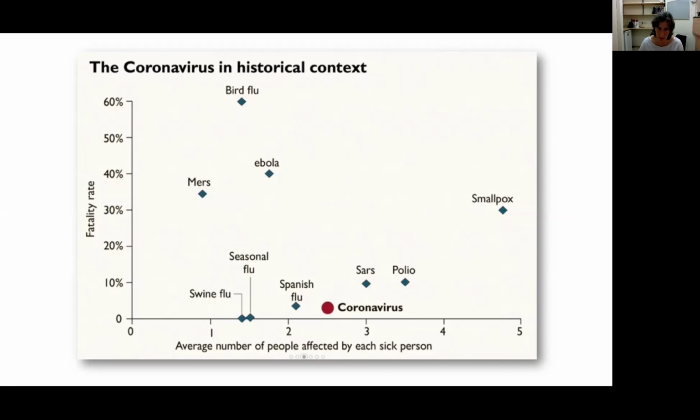And you can see that the situation is not good. We have to take it seriously, but it's not that bad. Coronavirus is somewhere down here with an average number of around 2.5 infected people per every person that is infected, and a fatality rate around 3.4% right now.